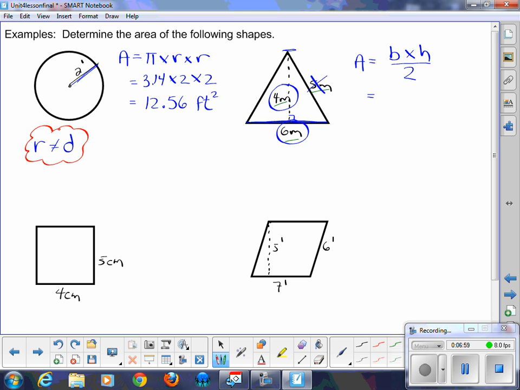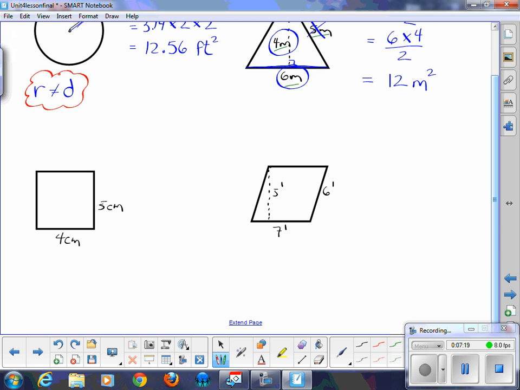Not needed. So this becomes 6 times 4 divided by 2 on the calculator. We end up with 12 units squared. All right, so it's got to be meters squared, 12 meters squared. All right, any questions? I can't see your hands up, so there's no sense actually putting your hand up. You need to actually flag me down in the classroom.